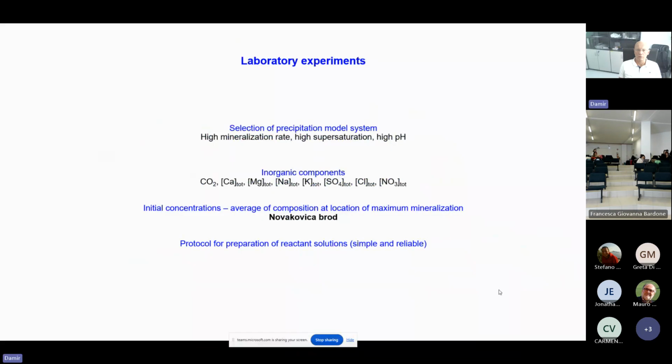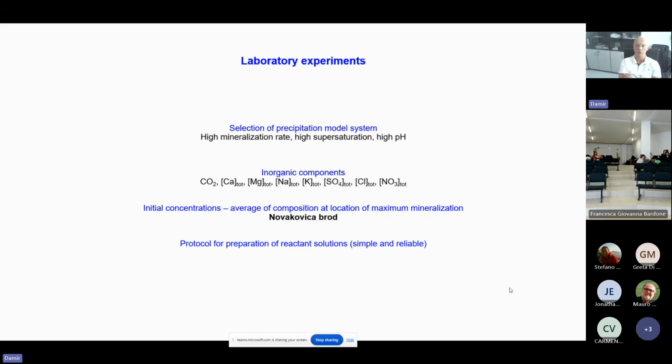After that, we decided to perform laboratory experiments. The first step was the selection of a precipitation model system. We had to decide which concentrations to use, which model system, and which lake system. Our idea was to use a system in which we have a high mineralization rate, high supersaturation, and high pH.